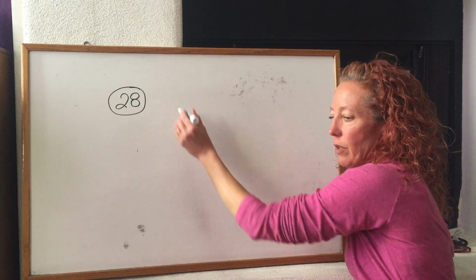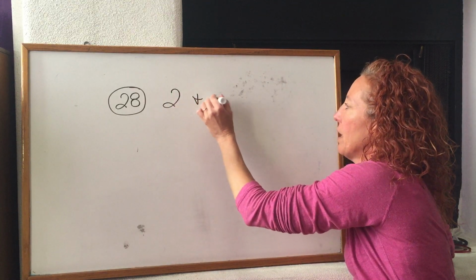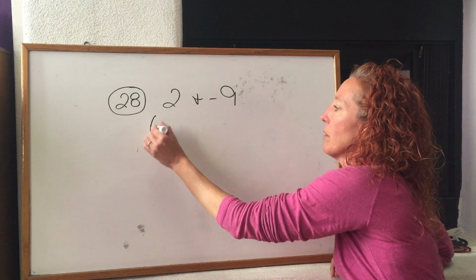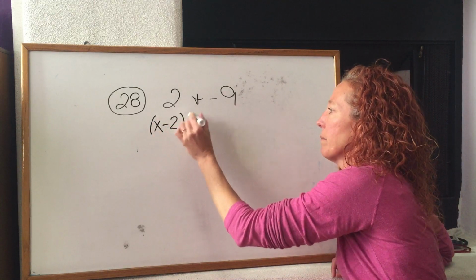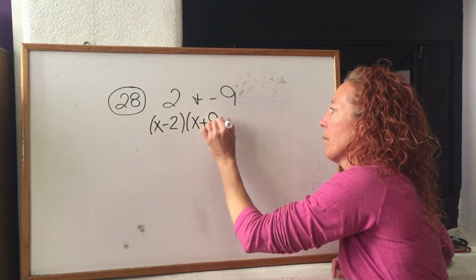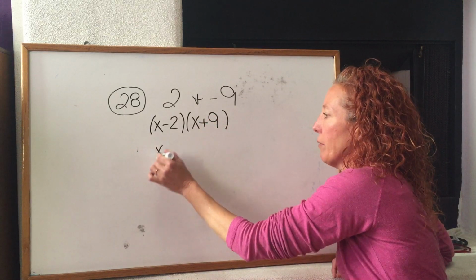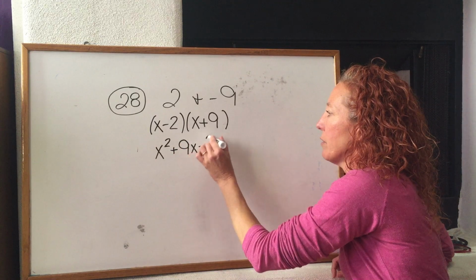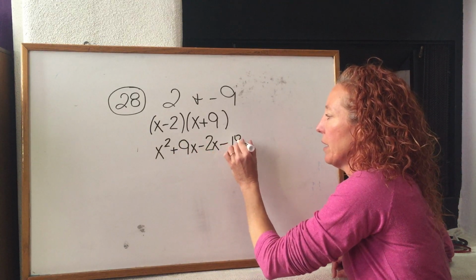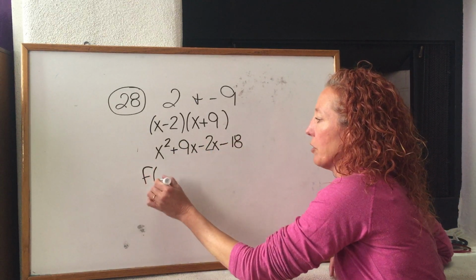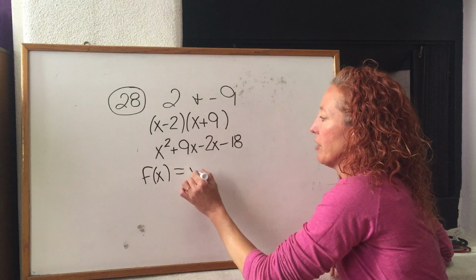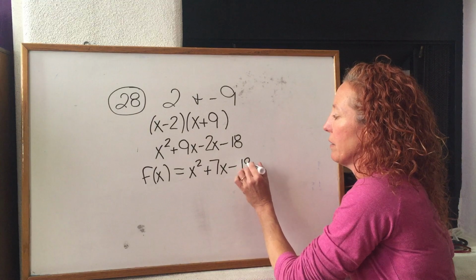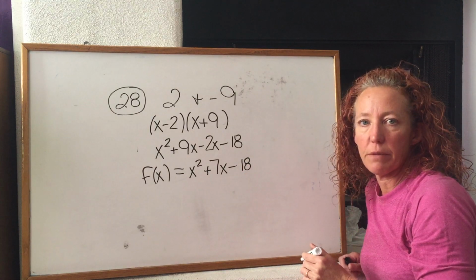So the solutions are 2 and -9. I'll do a kind of bonus one here in just a second. So remember to change the signs. And then just multiply it through, just FOIL it out. x squared plus 9x minus 2x minus 18. Gather your like terms, so your equation would be x squared plus 7x minus 18. And that's it. That's all you have to do.